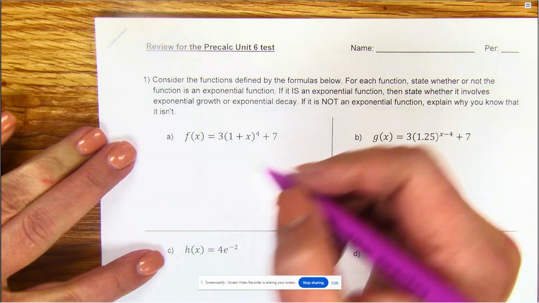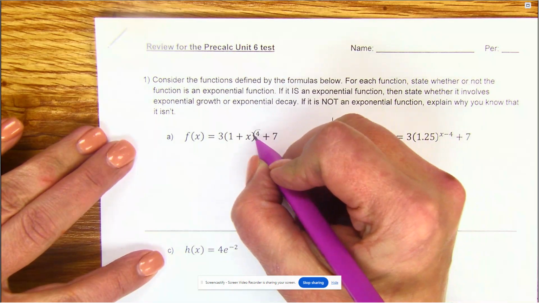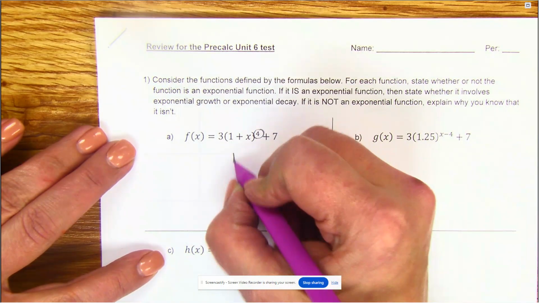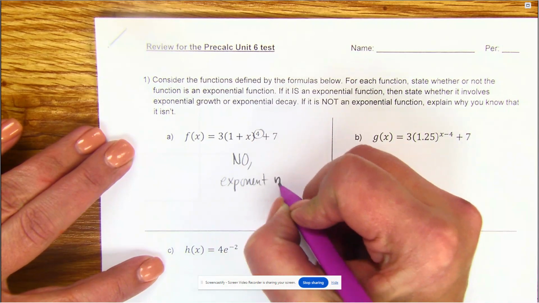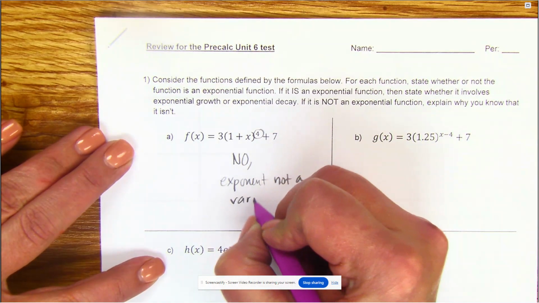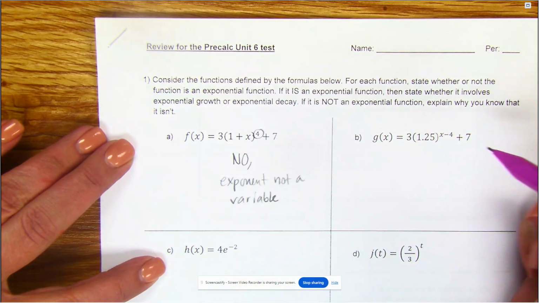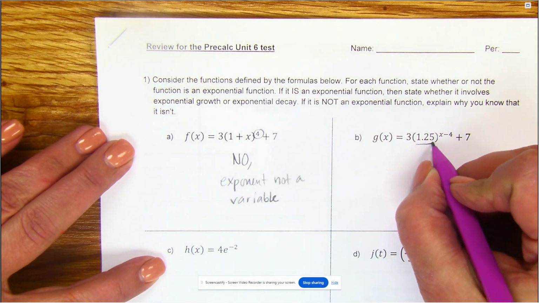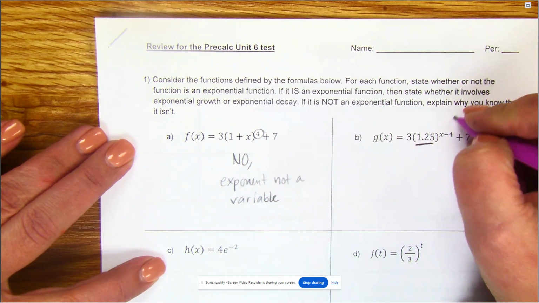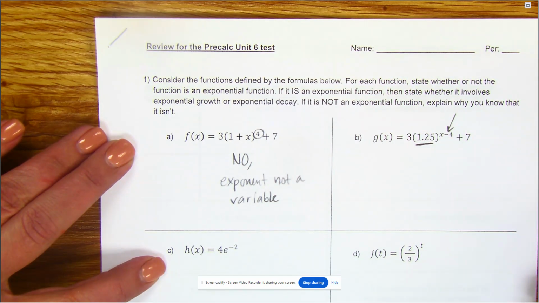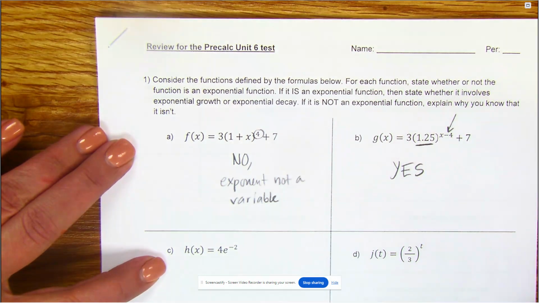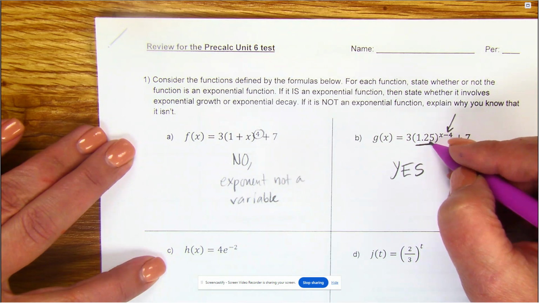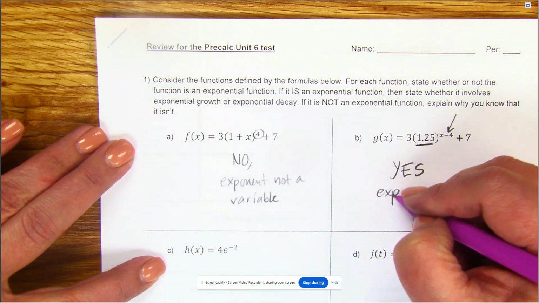So for 1a, right away I know it's not because the exponent needs to be a variable. So no, the exponent is not a variable. Letter B, I've got a number, a constant as a base, and I have an exponent that has a variable in it. This is a yes. It says if it is, state whether it's exponential growth or decay. If the base is bigger than 1, it's growth. So this is exponential growth.